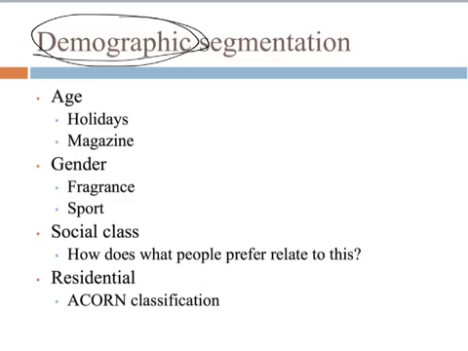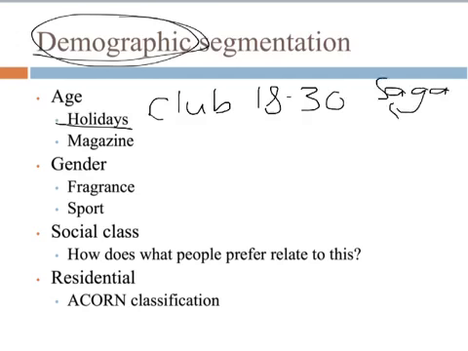So age. For many products and services, age is a crucial influence on demand, so firms will segment on that basis. Holidays are a really good example of this. Say for instance Club 18-30 targets holidays at a specific age range, while Saga holidays are aimed at those over 50. So Club 18-30, who do you think that's aimed at? Well, people between the ages of 18 and 30. Whereas Saga, as we say, is aimed at 50 plus.